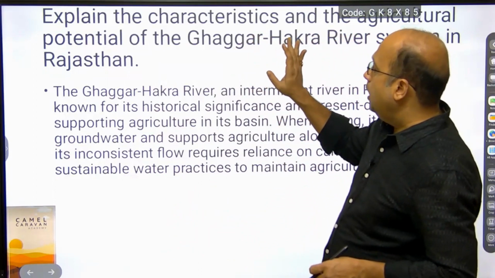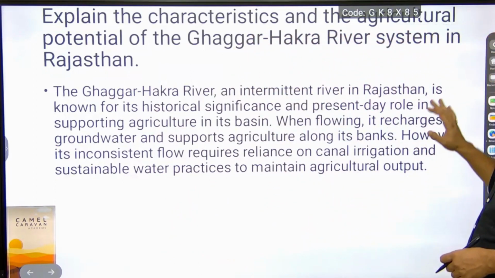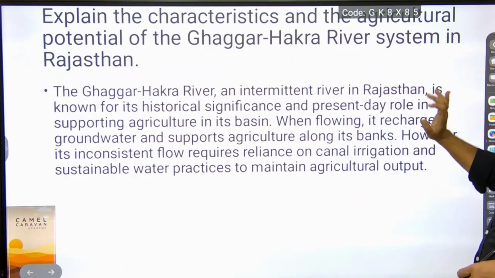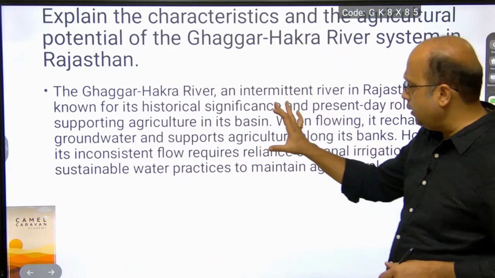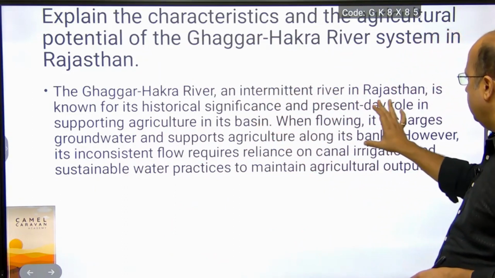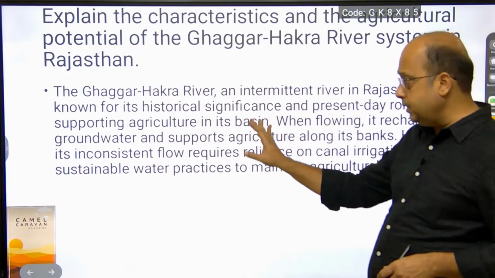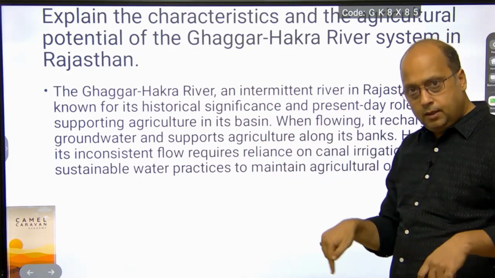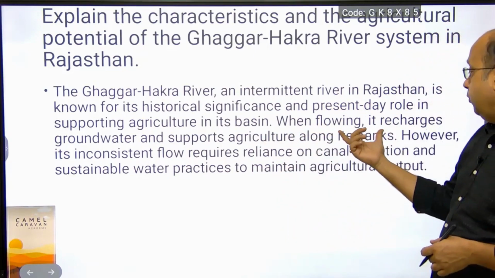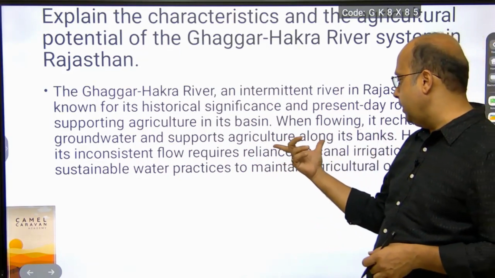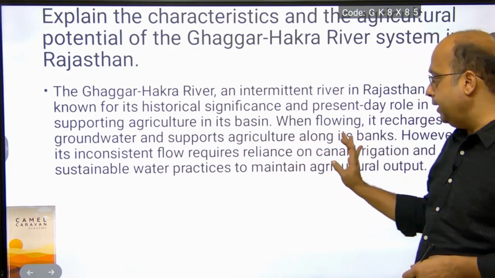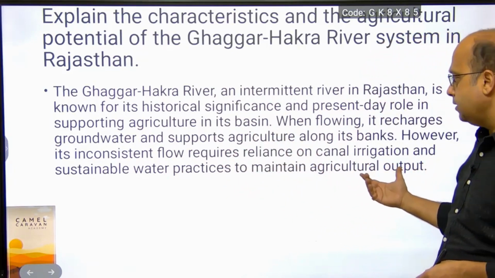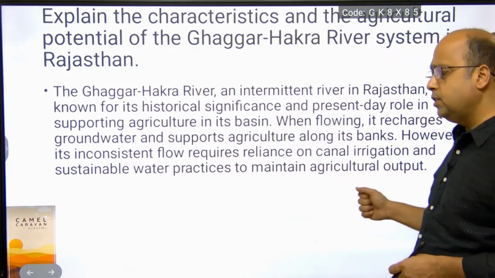Now, explain the characteristics and the agriculture potential of the Ghaggar-Hakra river system in Rajasthan. So see, the Ghaggar-Hakra river, an intermittent river in Rajasthan, is known for its historical significance and present-day role in supporting agriculture in its basin. Now, how? When flowing, it recharges the groundwater and supports agriculture along its bank. However, its inconsistent flow requires reliance on canal irrigation and sustainable water practices to maintain agriculture output.